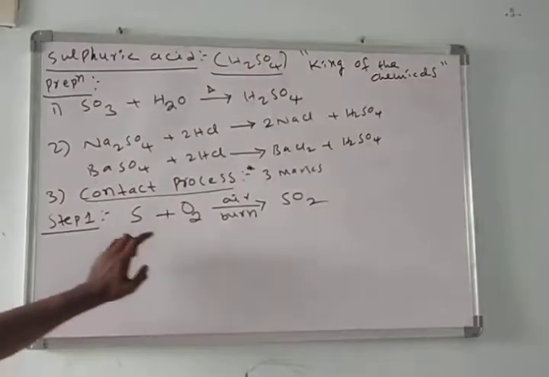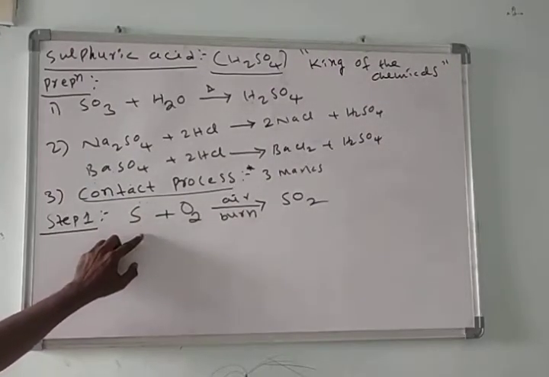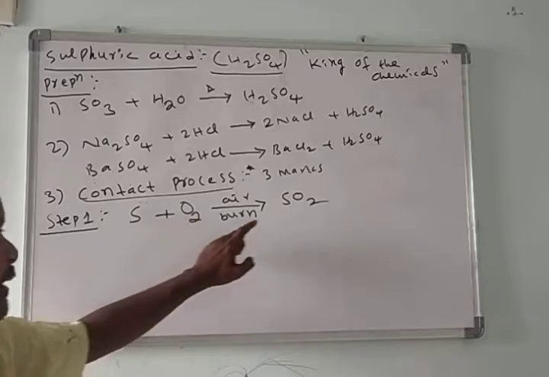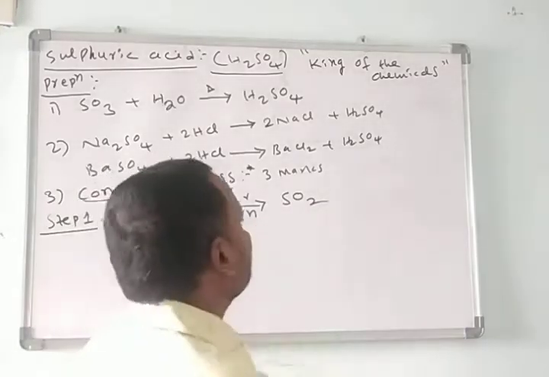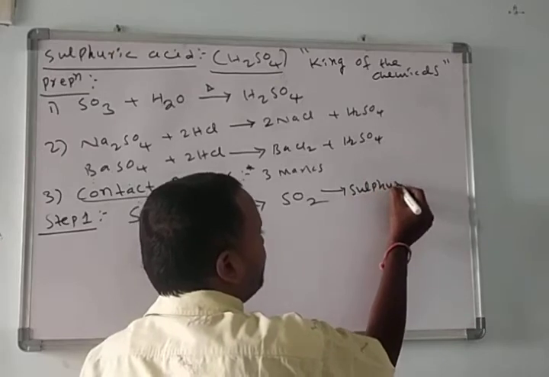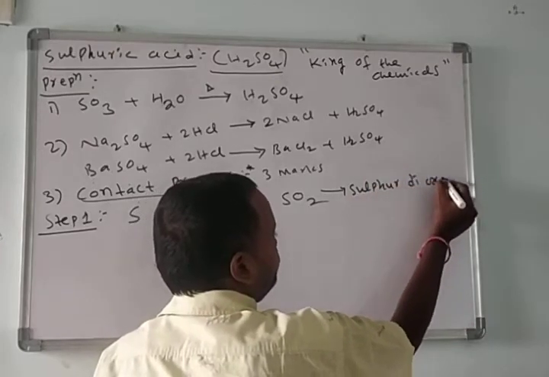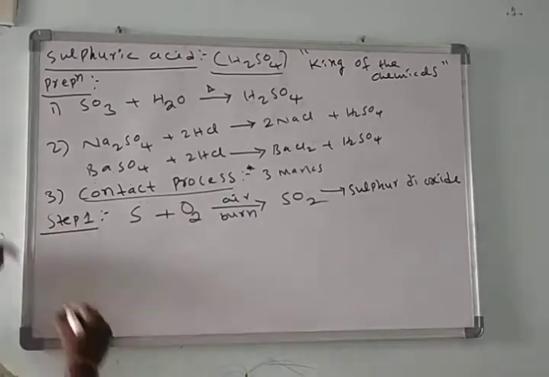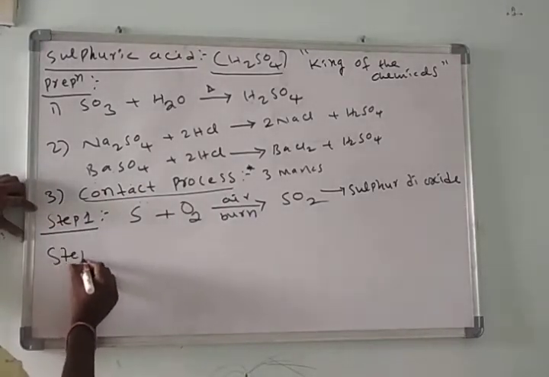This is the first step. What is the first step? Sulfur or sulfide ore will burn in air, in the presence of oxygen, and forms SO2. What is SO2? Sulfur dioxide. This is step 1. Then step 2.